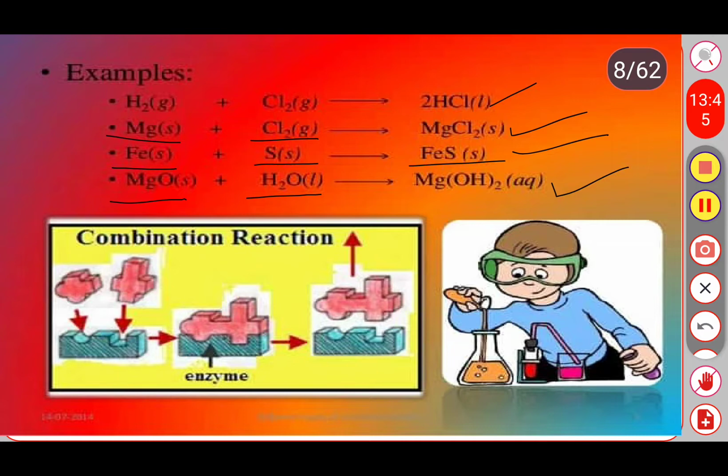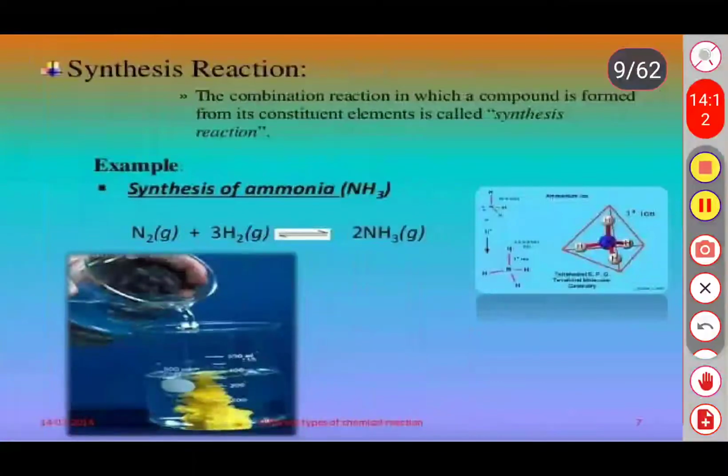Just observe these examples. In all these examples you have two substances or two elements combining together to form a single compound. By the combination of two substances we are getting a single substance, that is called a combination reaction. Why do you call the combination reaction a synthesis reaction? Because here the two compounds or the two elements are combining, that is why we call it a synthesis reaction.